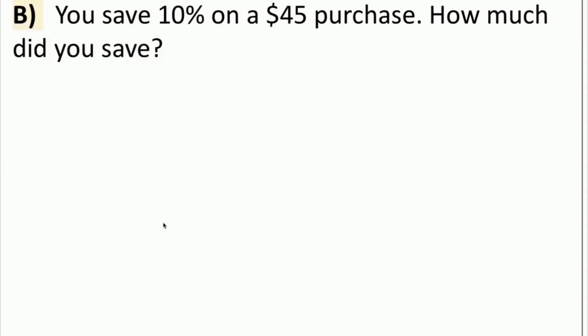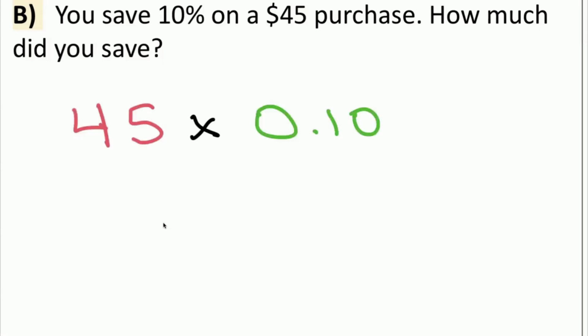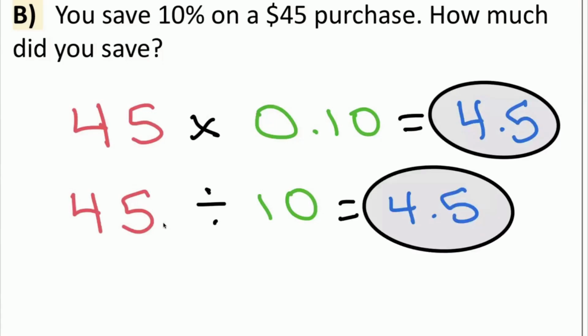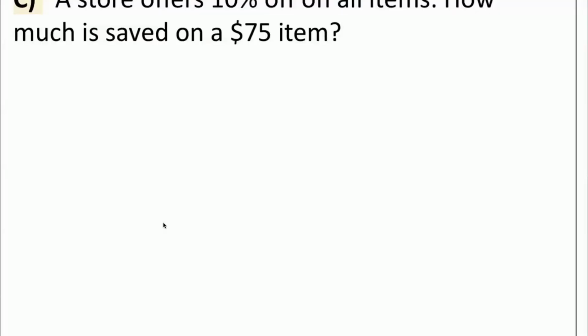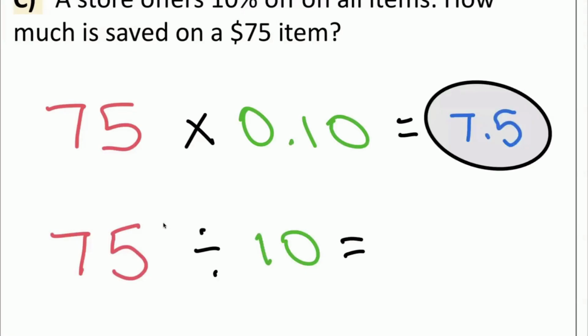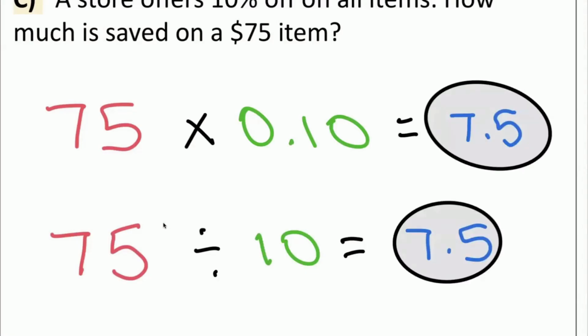Let's check our work for problem B. You save 10% on a $45 purchase. So 45 is our whole, it's our total. So we can multiply by 0.10 or divide by 10. And we get our part, which is 4.5 for both. Let's check problem C. For problem C, we also know the whole or the total, which is 75. So we'll do 75 times 0.10 or divided by 10, and we get 7.5 for both answers. Make sure you have this down.